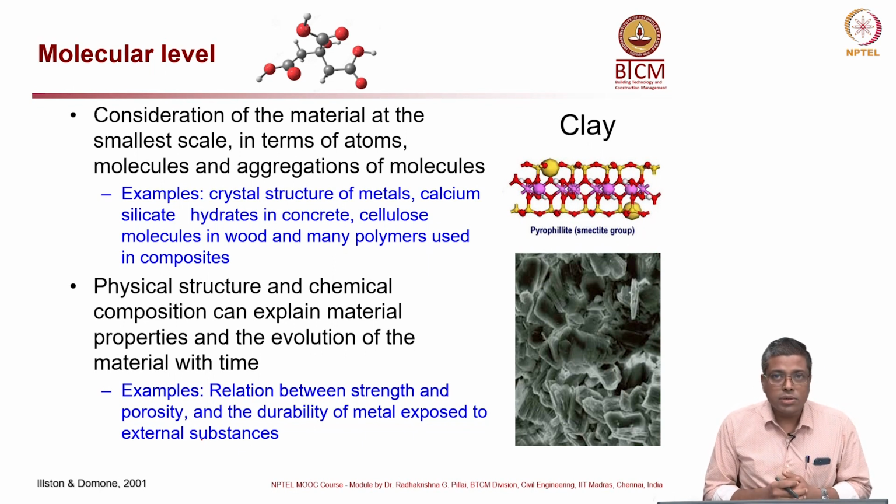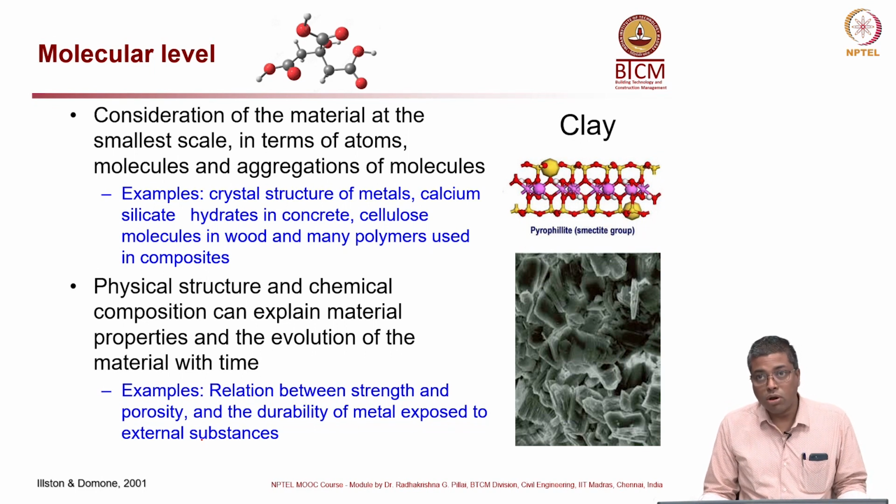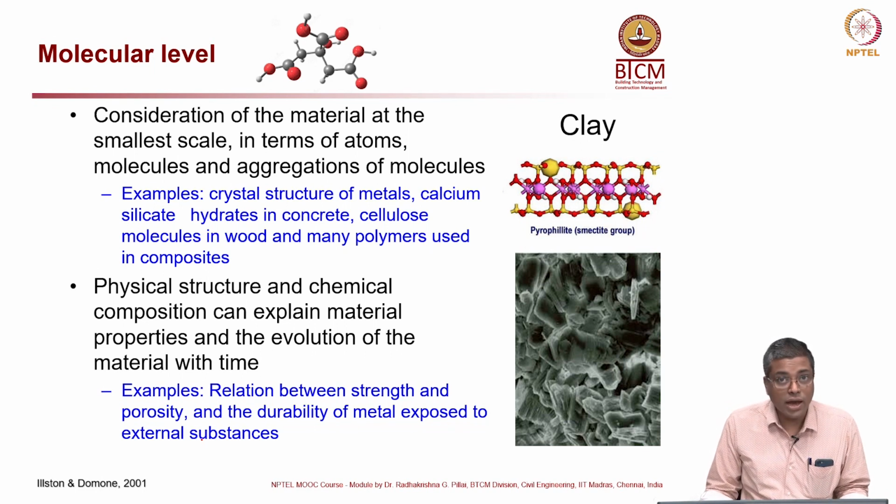Other examples of this atomic or molecular level information are the type of chemical complexes which are present. For example, in concrete you have calcium silicate hydrate, which is the binding agent in the cement concrete system. And when you talk about wood, you have cellulose molecules, which are a key player that influences the properties of wood, and the same goes for polymers, composites, etc.